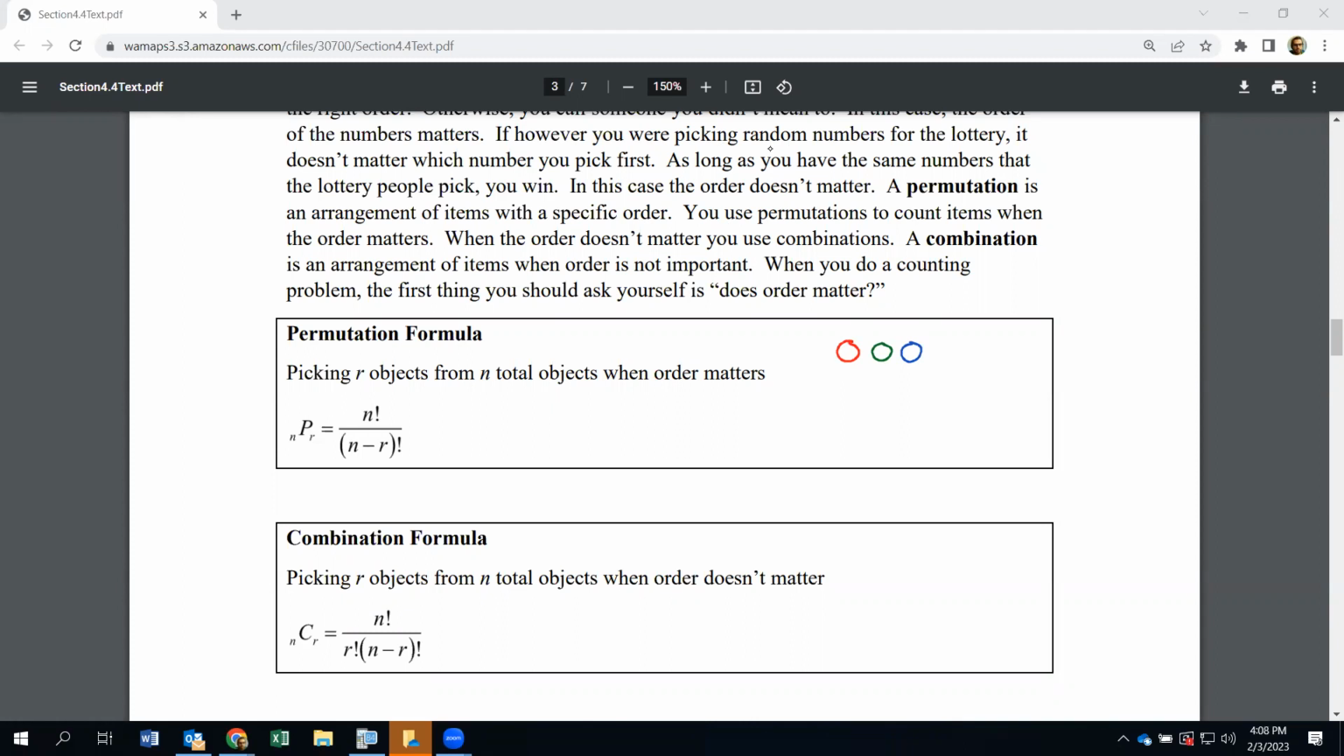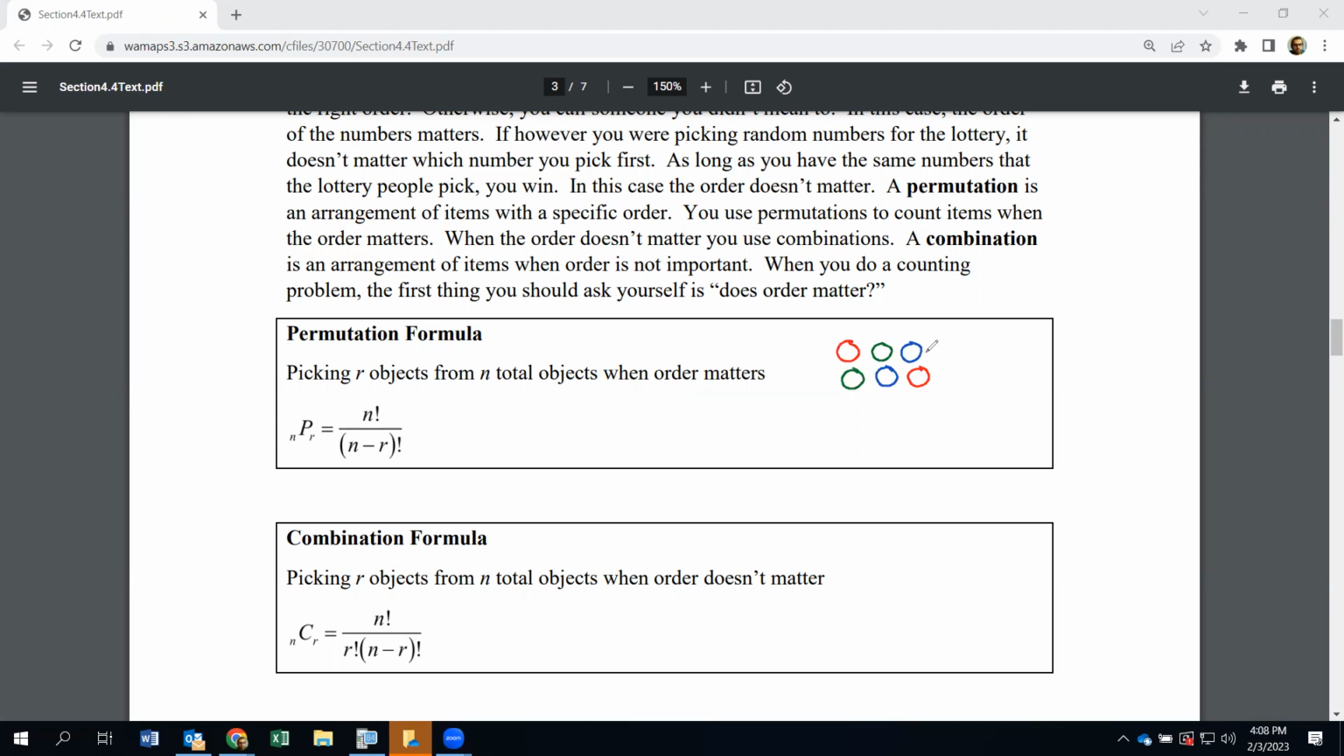So if, for example, you went through that selection process again, and this time you got a green M&M on the first try, a blue M&M on the second try, and a red M&M on the third try, this is different than the selection above. Notice that the order is different. And when we say order matters, we're basically saying we're looking for all the unique combinations.